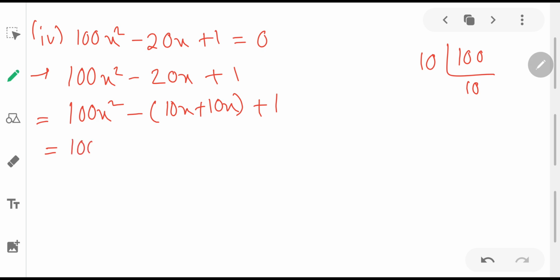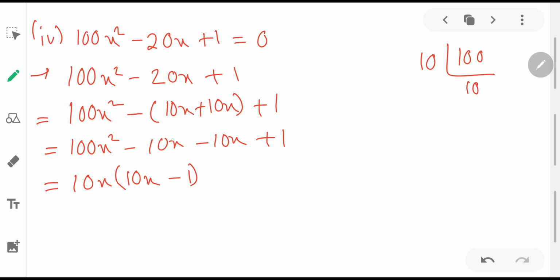Now we remove the bracket: 100x square minus 10x minus 10x plus 1. From the first two terms we can take 10x as common. What will be remaining? 10 into how much is 100? 10. One x will be remaining, and we have taken 10x as common, so here 1 will be remaining. Here we do not have anything common, so we can take minus 1 as common. So finally we get 10x. Here we require plus, so here it will be minus.